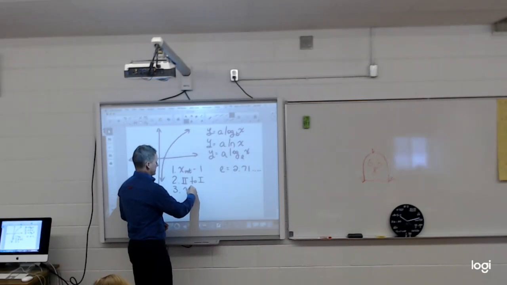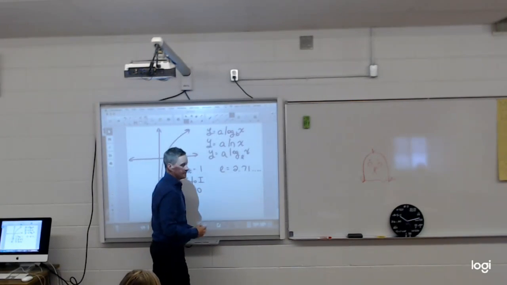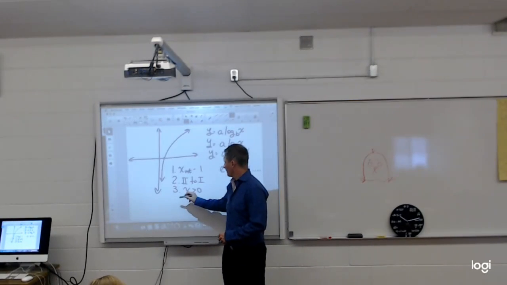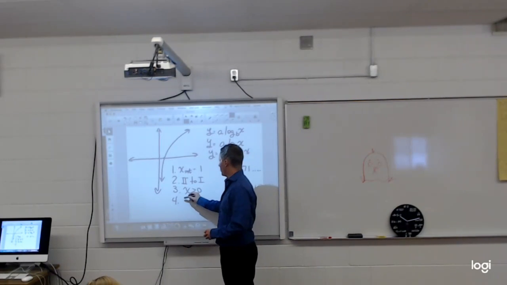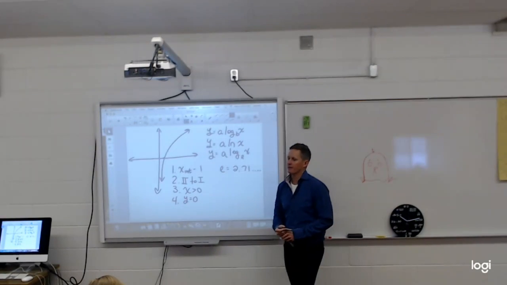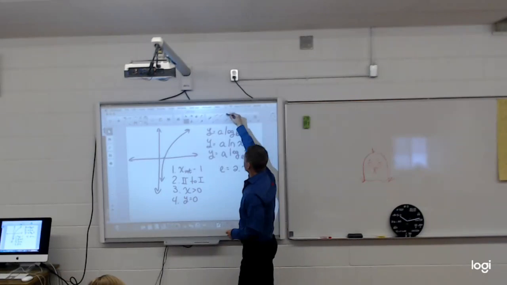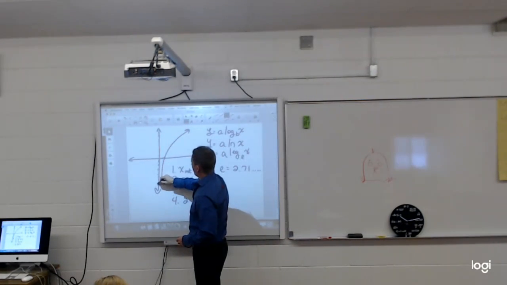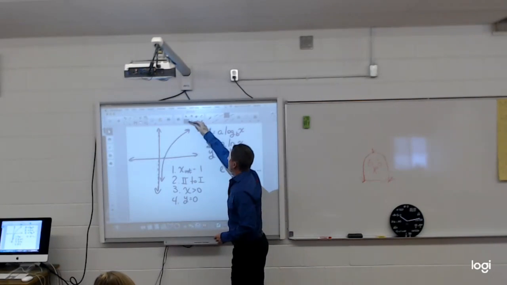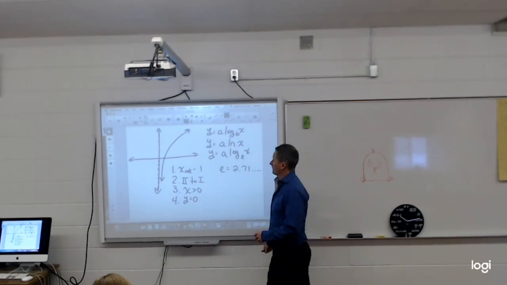The domain is x is greater than 0. And the fourth one was the asymptote was y equals 0. So the asymptote is, of course, this line right here. That graph will approach this line, but never actually get there. Okay?